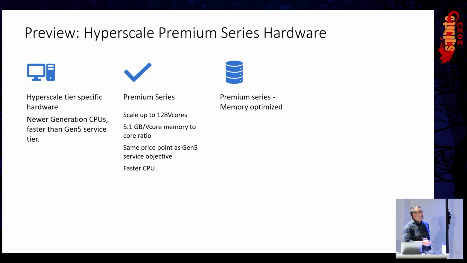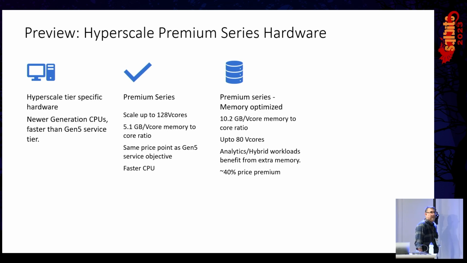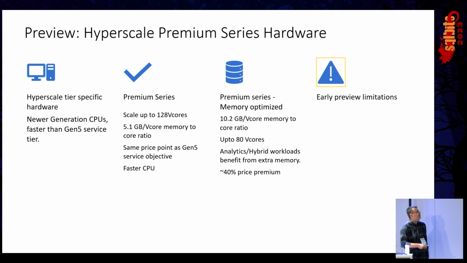The other aspect of it is Premium Series memory optimized. This does have a price premium of 40%, but you get double the memory per core. So it's 10.2 gigs per vCore of memory. So this is great for analytic workloads, things with column stores, which are more memory hungry than maybe just a seek type workload. So this goes up to 80 vCores. It's great for analytics, like I said, or hybrid workloads.